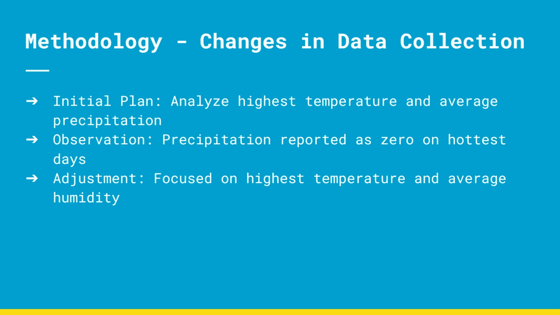For changes in the data collection, the initial plan was to analyze the highest temperature and average precipitation at a monthly rate, but through observation, precipitation was reported as 0 on all of the hottest days, or at least for the majority of the reports, it was a lot of zeros. So I decided to change this. I decided to go with humidity since the data looked more interesting and there was more to work with. And this does make sense with logic, since on the hottest days there will be less rain.